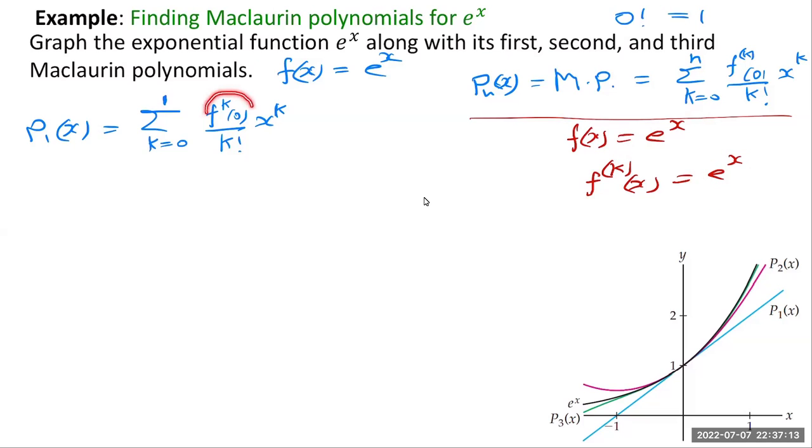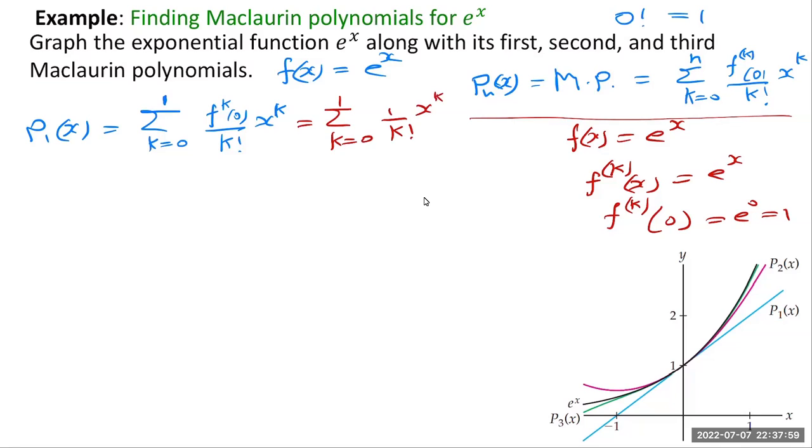So we need f^(k)(0) in this formula. This is the coefficient of the k plus 1 term. We can find f^(k)(0) by plugging in 0 here. That's going to be e to the power 0, which is 1. That means this quantity is always 1. So I can plug in 1 here. So this is going to be sigma k goes from 0 to 1 of 1 over k factorial times x to the power k.